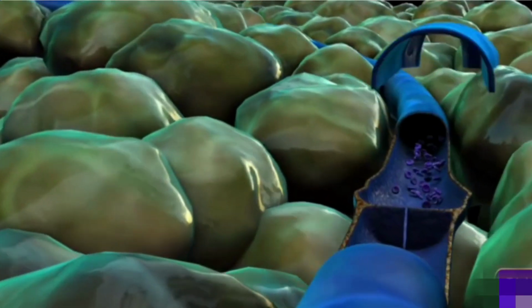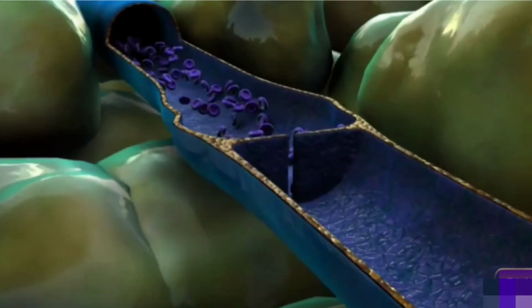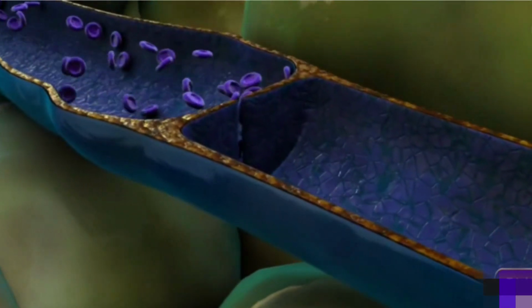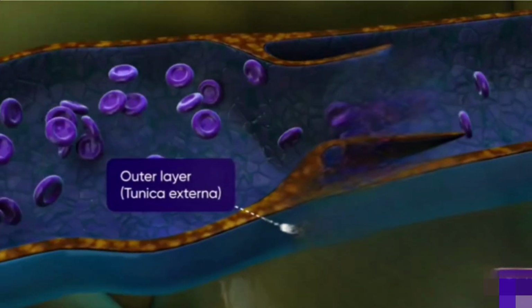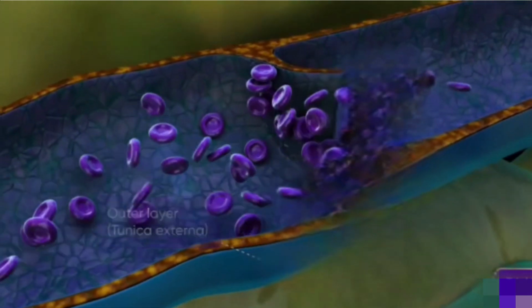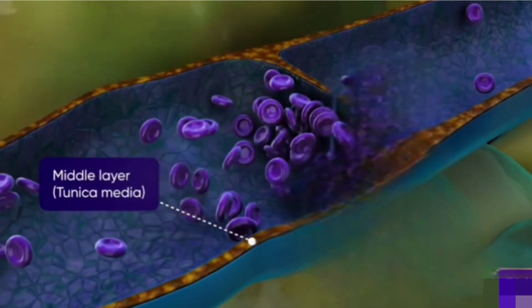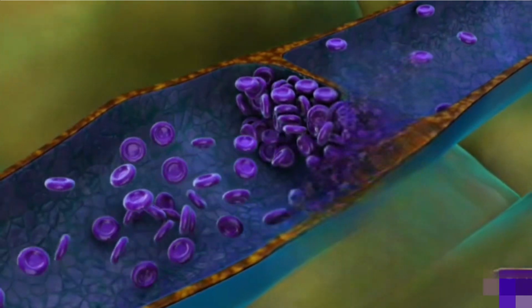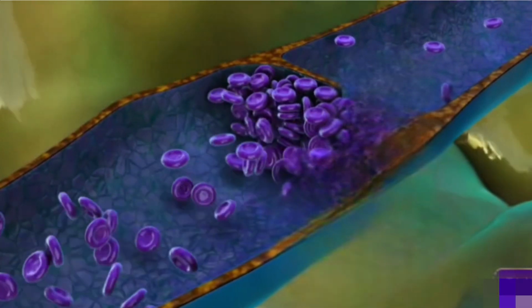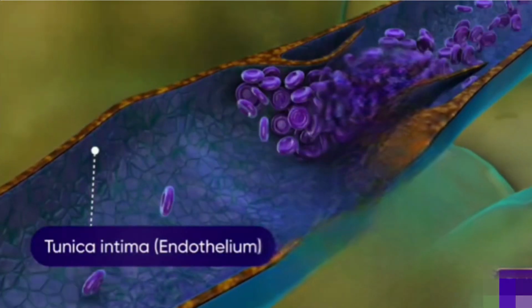If we take a section of the vein, we can see that its wall is composed of 3 layers. The outer layer is tunica externa, followed by the middle layer called tunica media, which is much thinner than the artery. The next layer is the tunica intima or endothelium.